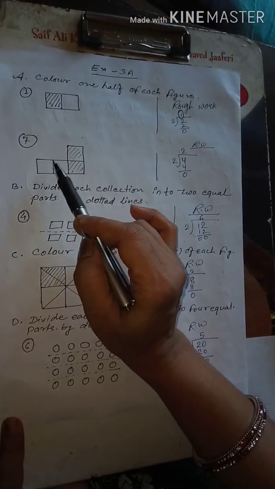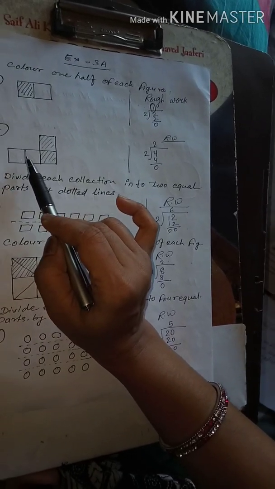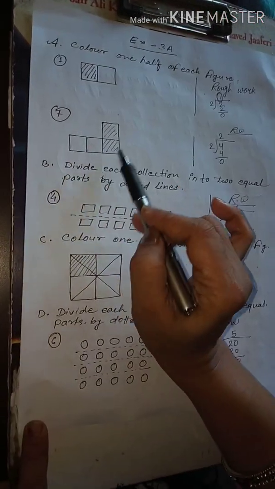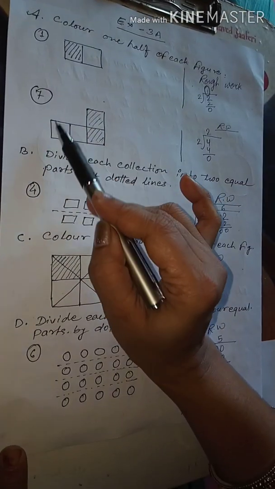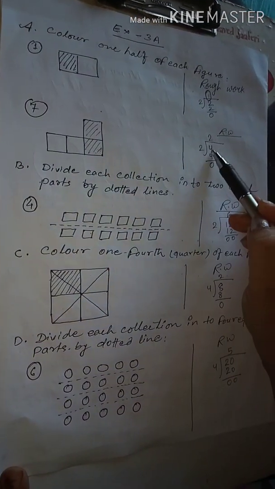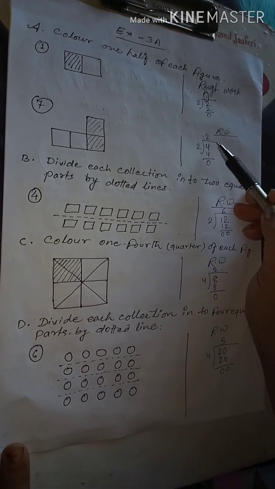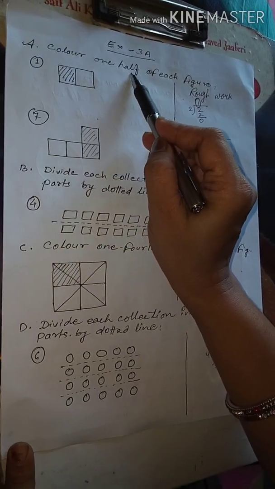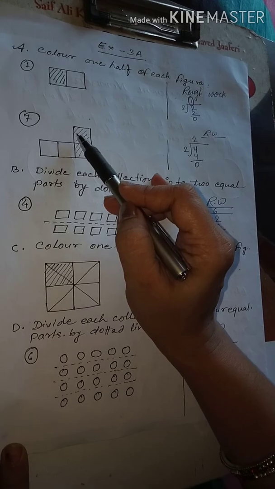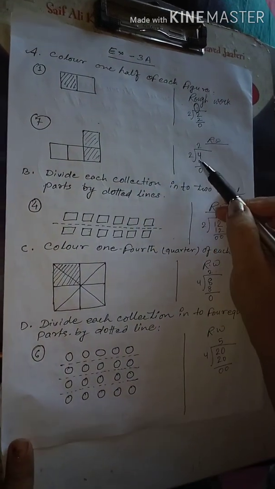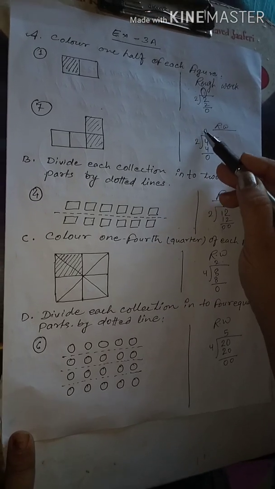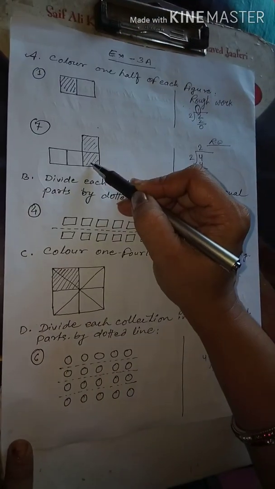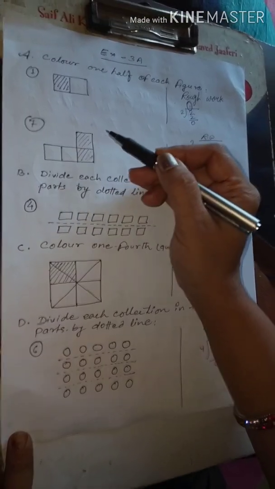Now first step, you have to count total number of parts. This figure how many parts? 1, 2, 3, 4. So total parts 4. And you have to divide by which number? Because one half part of this figure you have to color. So divided by 2. So 2 2s are 4. So how many parts you have to color? 2 parts. So 1 and 2 parts just you color.